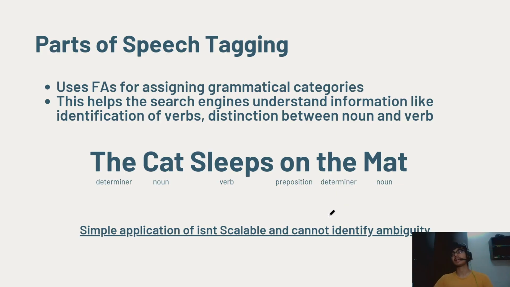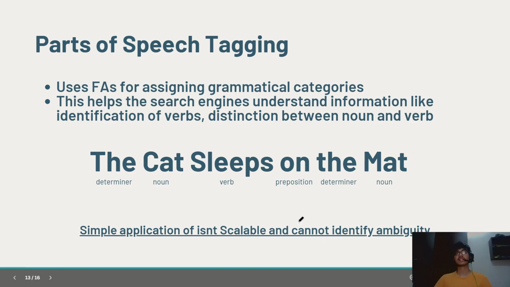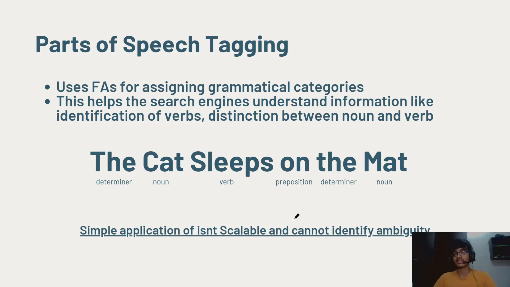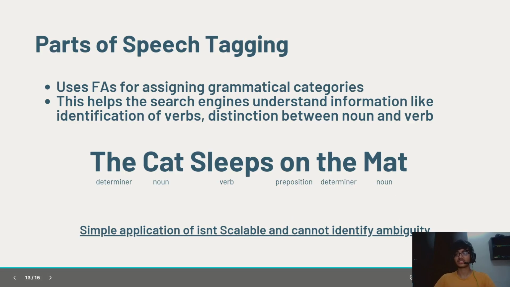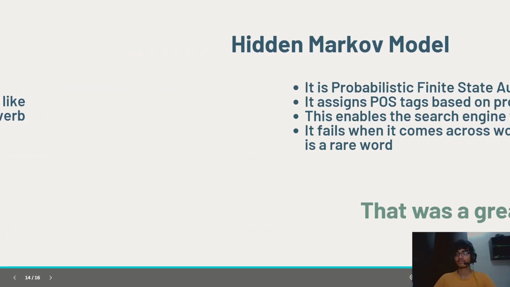And it cannot identify ambiguity. Suppose I have a sentence like, I like to run. Run would be a noun in this context. But if I say, I am running, running would be a verb. So a simple application wouldn't be able to distinguish this ambiguity.